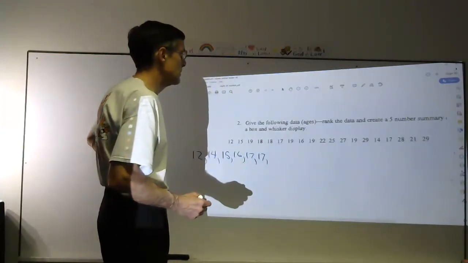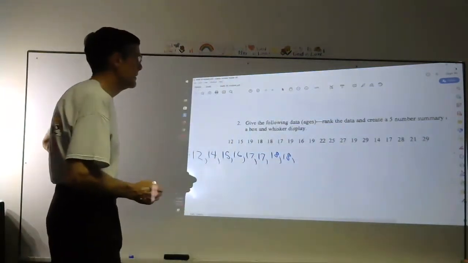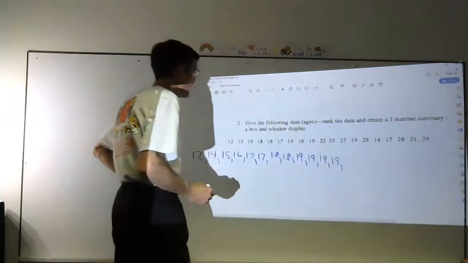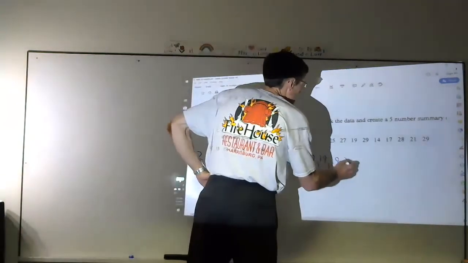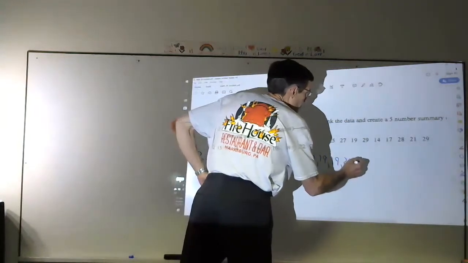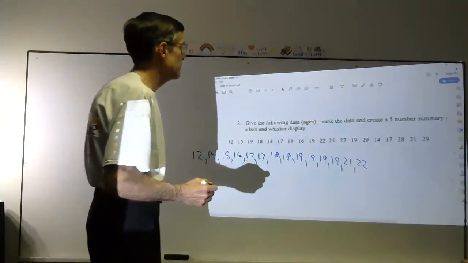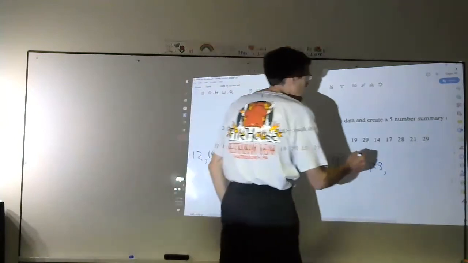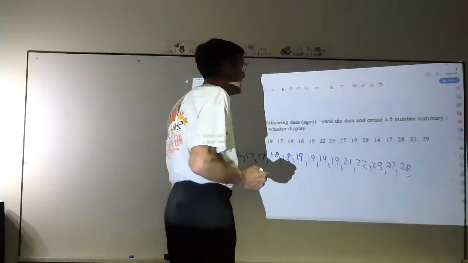18, and there are 2 of those. 19, there are 4 of those. 20, there are no 20s. 21, 1. 22, there is 1. 23, 24, 25, there is 1. 26, no. 27, there is 1. 28, 1. And 29, 2.